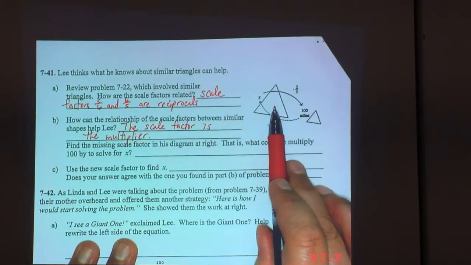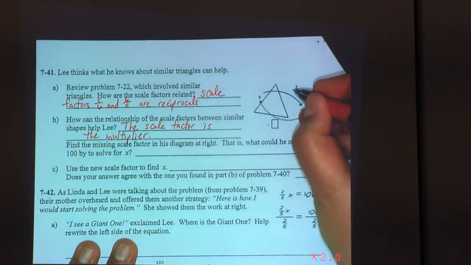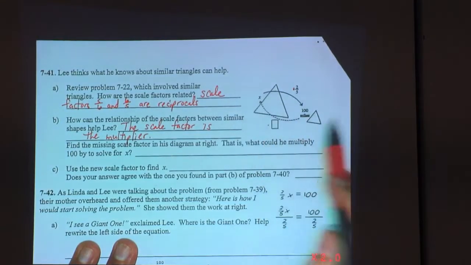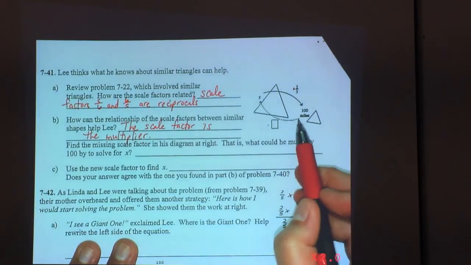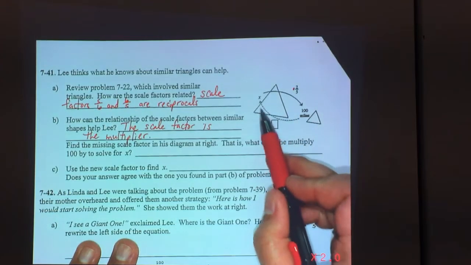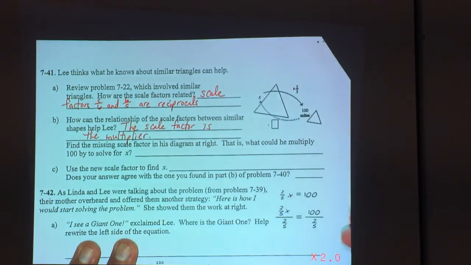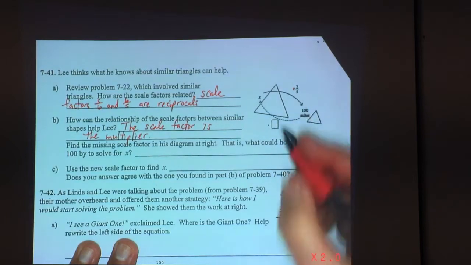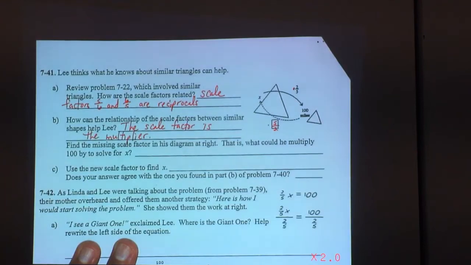So if I go from the bigger triangle to the smaller triangle, I have to multiply by 2/5. Because remember, when you multiply by something smaller than 1, it gets smaller. So a bigger one going to smaller one, you have to multiply by something smaller than 1. And 2/5 is smaller than 1. However, if I want to go from the smaller triangle to the bigger triangle, I have to multiply by something larger than 1. So what is the reciprocal of 2/5? What is it? 5/2.